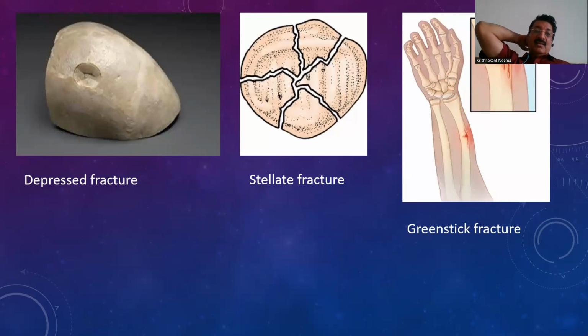So, very clear, very beautiful pictures. You can see a depressed fracture of the skull in the first case. In the middle, you can see a stellate fracture in the patella. And in the third picture, you can see a green stick fracture.